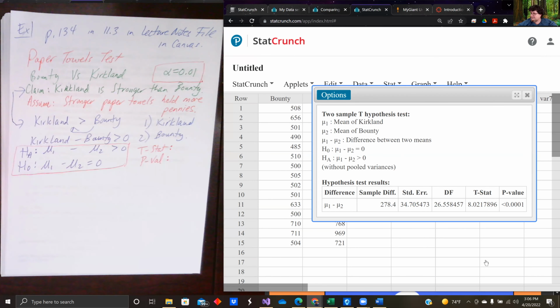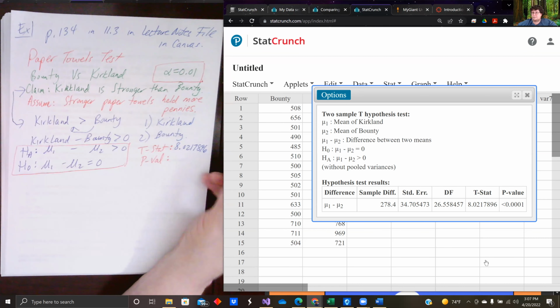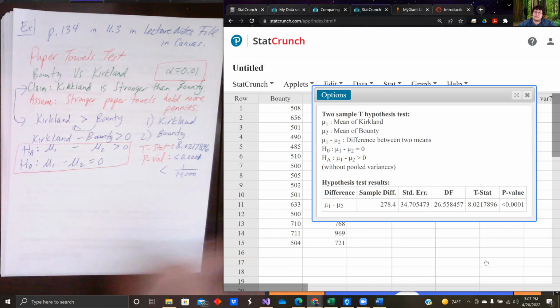And I get my T-stat, 8.0217896. And my p-value is less than 0.001. So less than 1 in 10,000. That's the fractional equivalent.